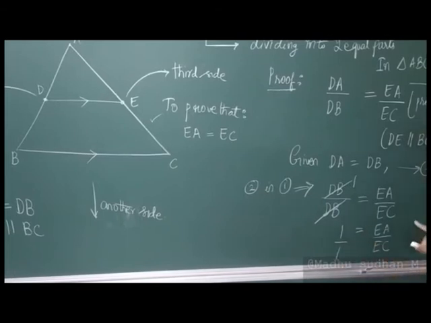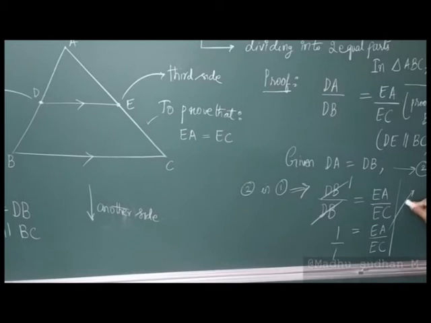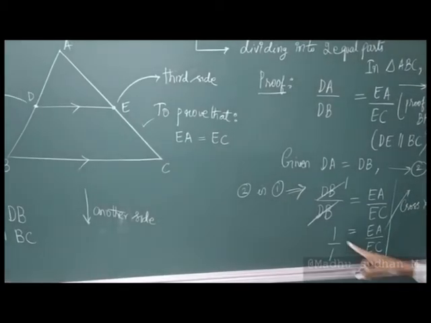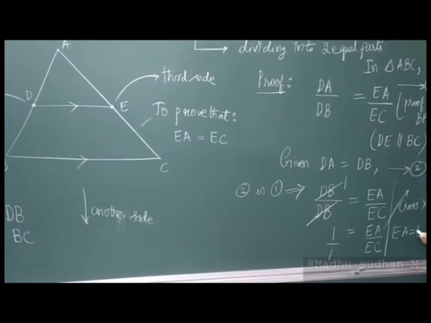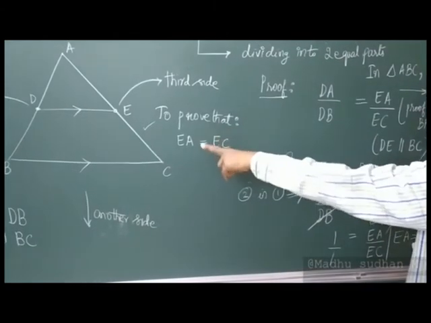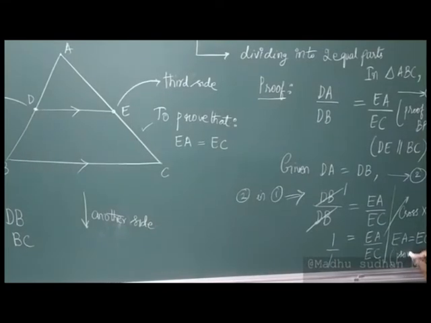Followed? So now if I cross multiply here, I shall get EA equal to EC. So is it not the proof part to prove that EA equals EC? So hence we have proved it.